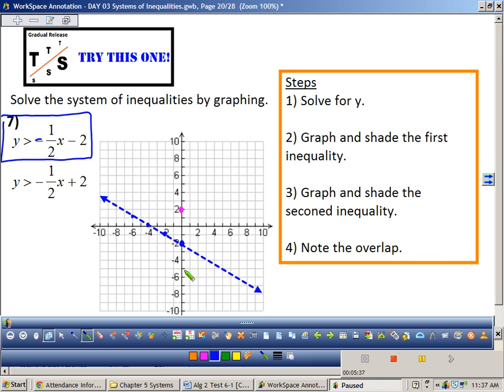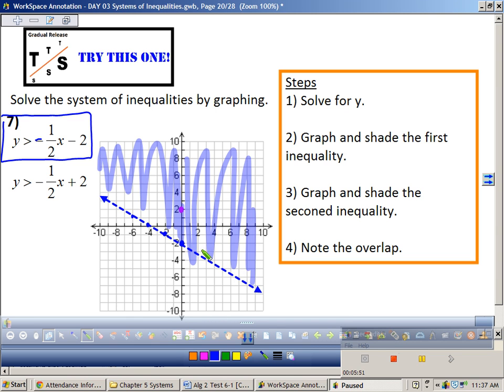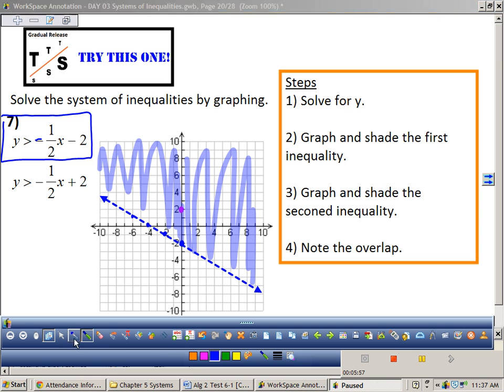Now let's talk about our shading. Does this sign that says greater than mean I'm going to shade up or down? Up. Greater than means up. I'm going to shade up. Uh-oh. We got an issue right there. Okay. So now I'm going to do the other line. Let's graph the other line. It's y is greater than -1/2 x plus 2. So I begin where?